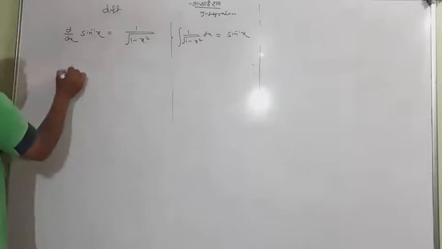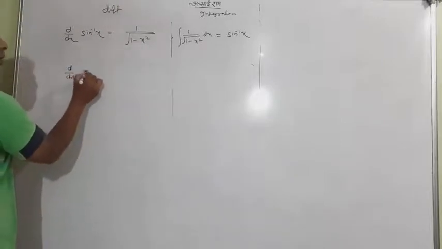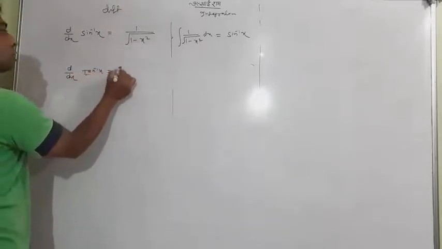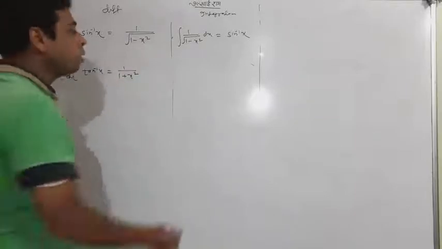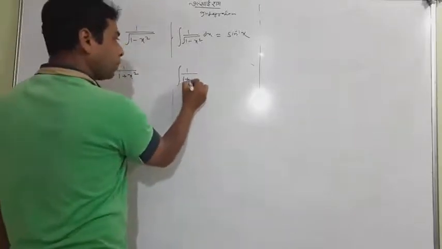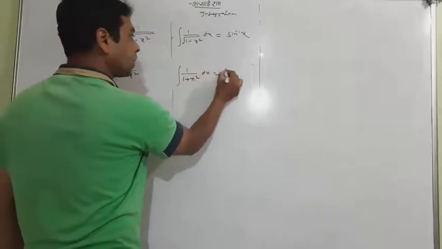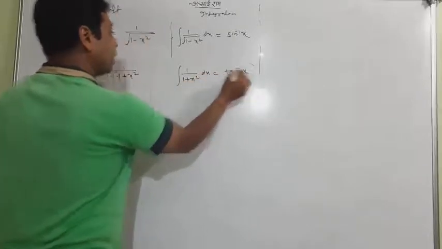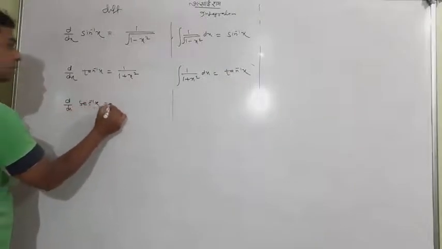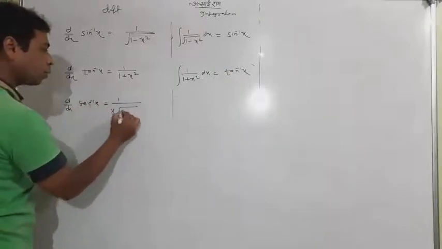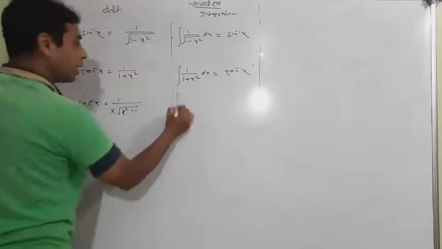Now student, look at d by dx of tan inverse x is equal to 1 upon 1 plus x squared. So the reverse formula is: integral of 1 upon 1 plus x squared is equal to tan inverse x. Very important this is. And last but not least student, the derivative of sec inverse x is equal to 1 upon x into root of x squared minus 1. You remember slightly.